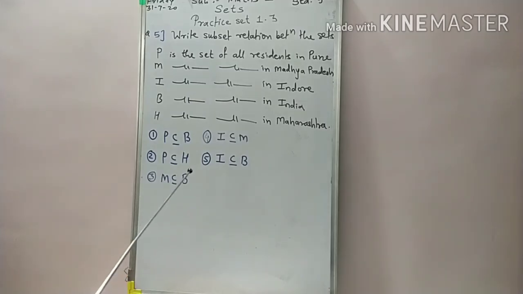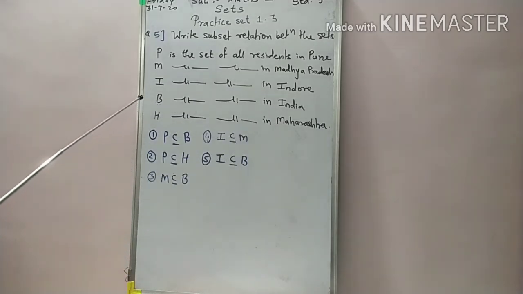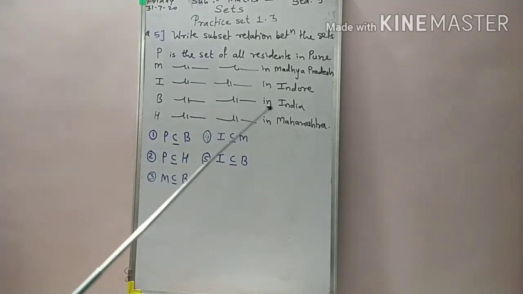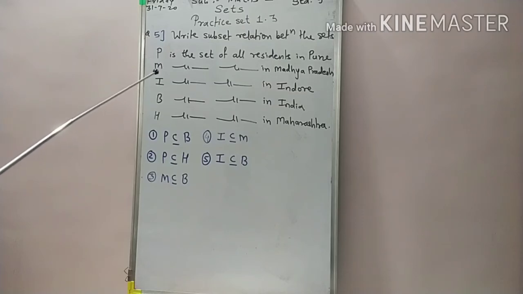Understood, students? Now set B, all the residents in what? India. India is our nation, our country, and all the residents in India are not contained in any one of the remaining sets. So B is not a subset of any set.